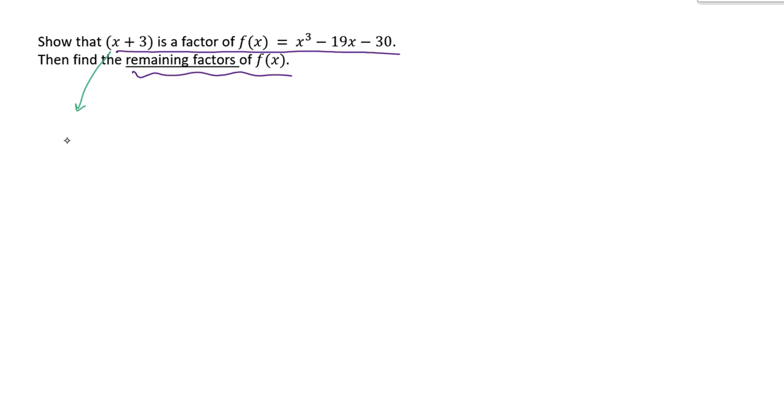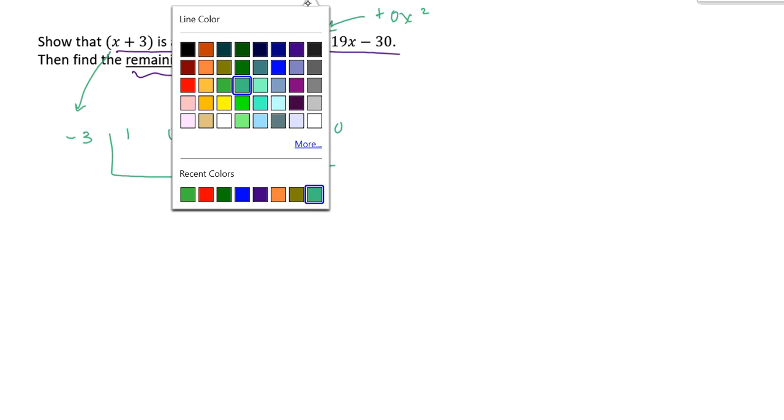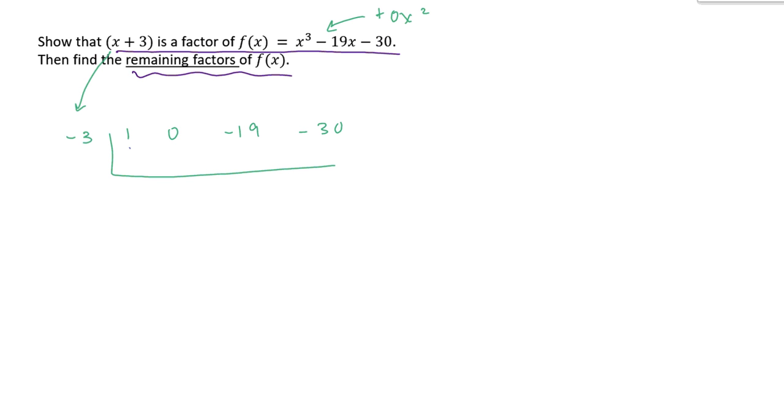So a equals -3. We've got a missing term here, so my coefficients are 1, 0, -19, -30. Okay, process says take down the first term, multiply diagonally, add down. Multiply diagonally, add down. Multiply diagonally, add down. Yes. Remainder equals 0. Yes, it is a factor.